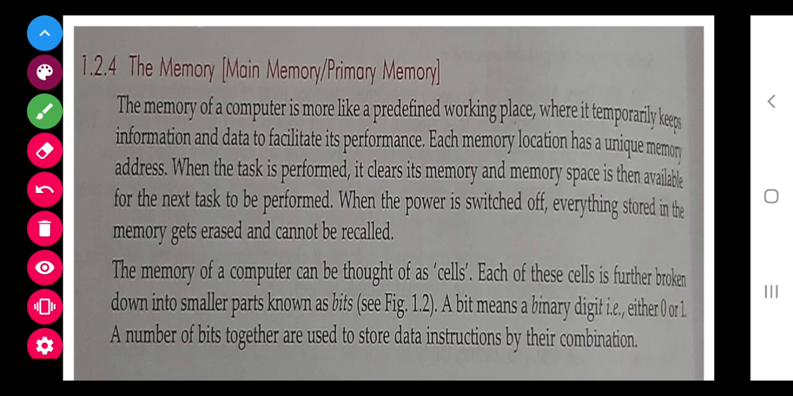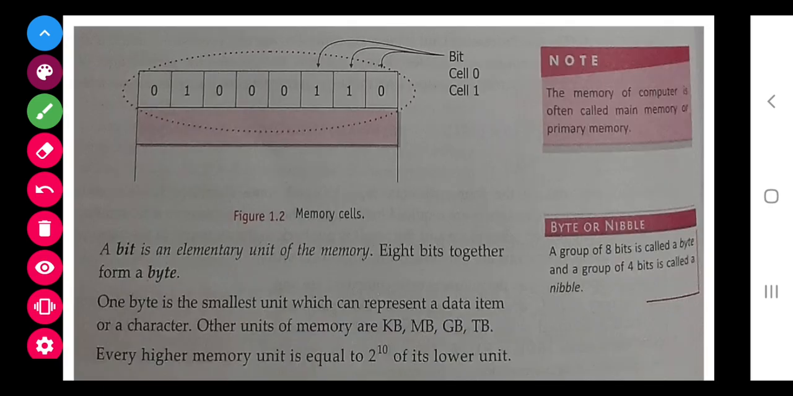Next is the main memory, you know, RAM and ROM, that is the primary memory. This is the internal memory of the computer, and the smallest unit of this is the bit, full form binary digit. It is the elementary unit of the memory, means the smallest memory.